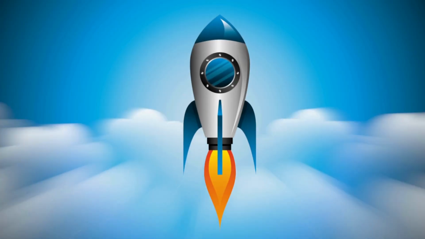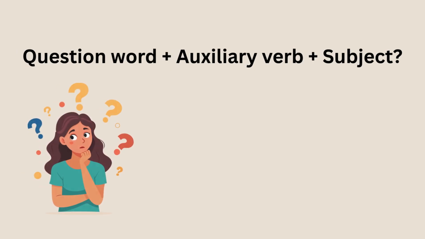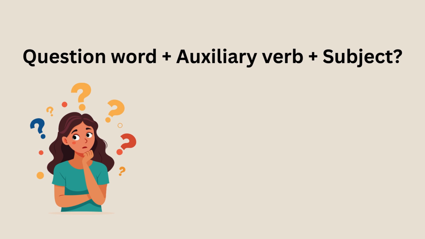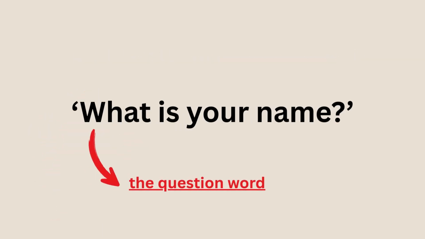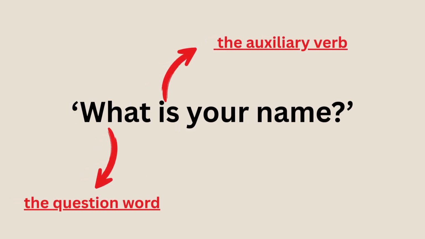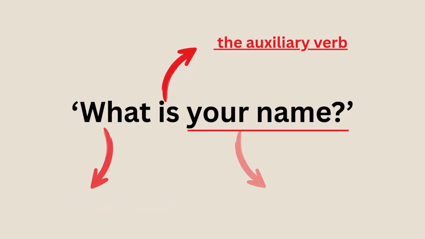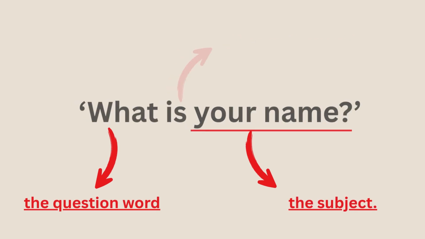Let's find out. In English, when we ask information questions, we follow a specific order. Question word, plus auxiliary verb, plus subject. And it ends with a question mark. Let's look at an example. What is your name? Here, what is the question word? Is is the auxiliary verb. And your name is the subject.